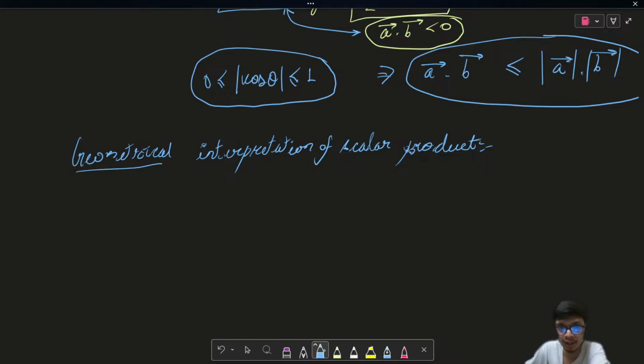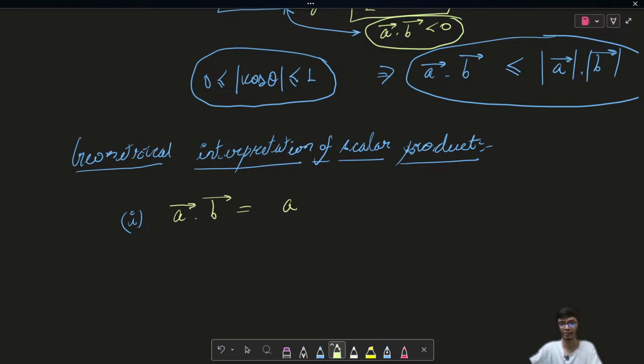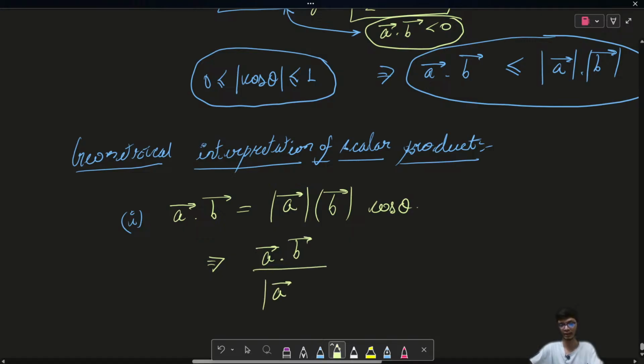If we look into the geometrical interpretation of scalar product, one of the obvious results is this. If we look into the definition of scalar product, what we have seen is that A vector dot B vector is basically given as mod of A into mod of B into cosine of theta, right? But theta is the angle between the vectors. So let's say that I know how to perform A vector dot B vector, and I just divide this result by the magnitude of A vector and B vector.